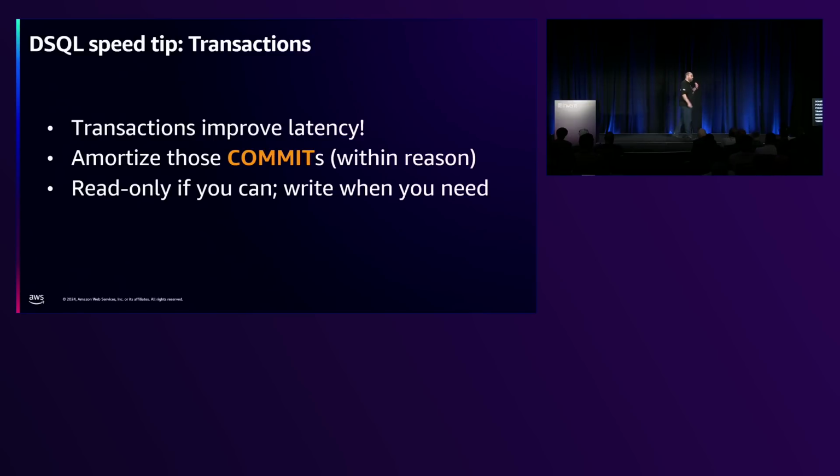But in DSQL, because we can amortize the cost of all of that cross-region coordination across all of the statements in a transaction, writing transactions with multiple statements improves your latency. It improves your throughput. And so within reason, within the constraints of your application, you want to write transactions that do multiple things. I wouldn't say quite as many as possible, but try and amortize multiple units of work across commits. Right? If you're doing auto commit or equivalent, you probably aren't getting the best latency experience out of DSQL.